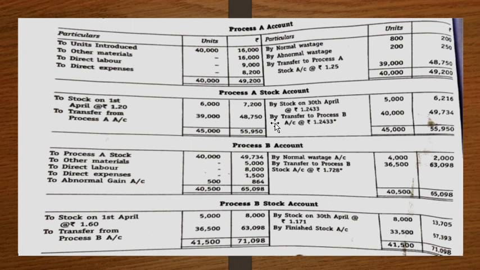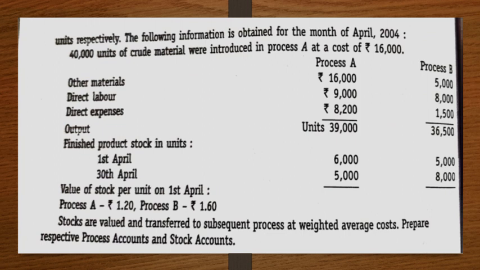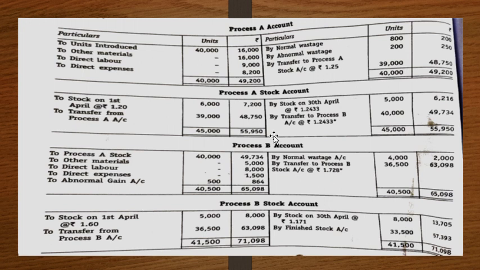In the process A stock account, opening stock, to stock on 1st April at rupees 1.20, 6,000 units. How did you get rupees 1.20? It is there in the problem, which states that the cost per unit on 1st April for process A is 1.20. So the opening stock value is stated. 6,000 into 1.20 will give you 7,200.